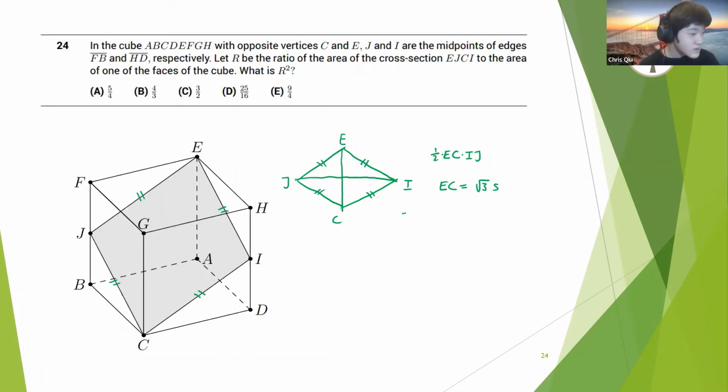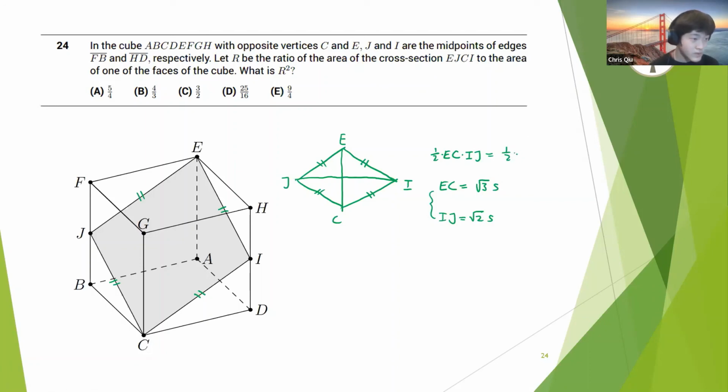And we can also find the length of IJ in terms of the side length of the cube. IJ has the same length as FH, which is a face diagonal. The length of this face diagonal, FH, is equal to √2 times S. So we've written both of these in terms of S, and now we're ready to find the area.